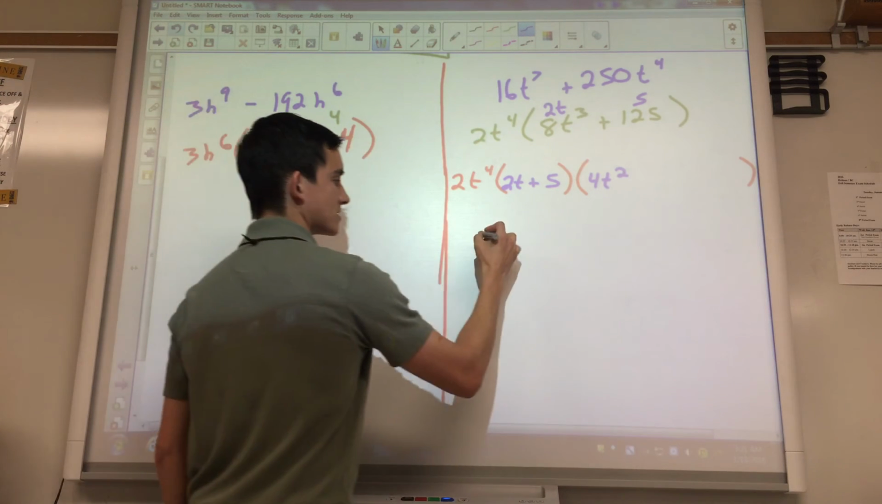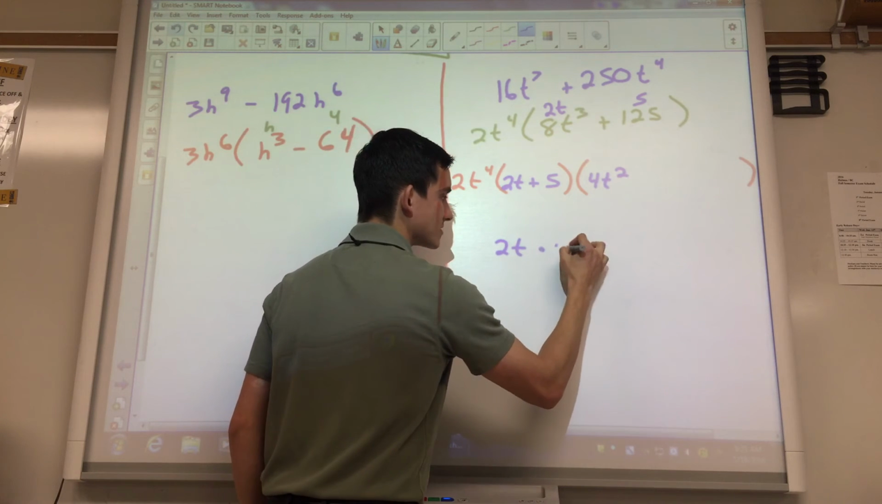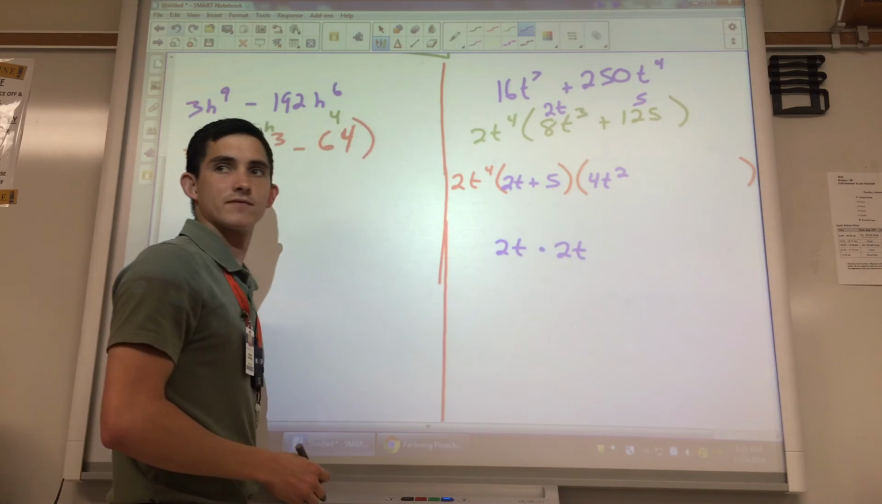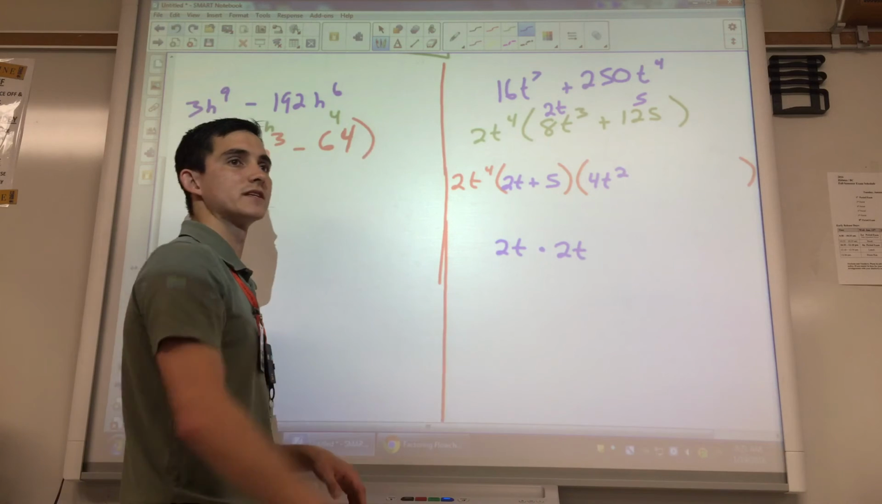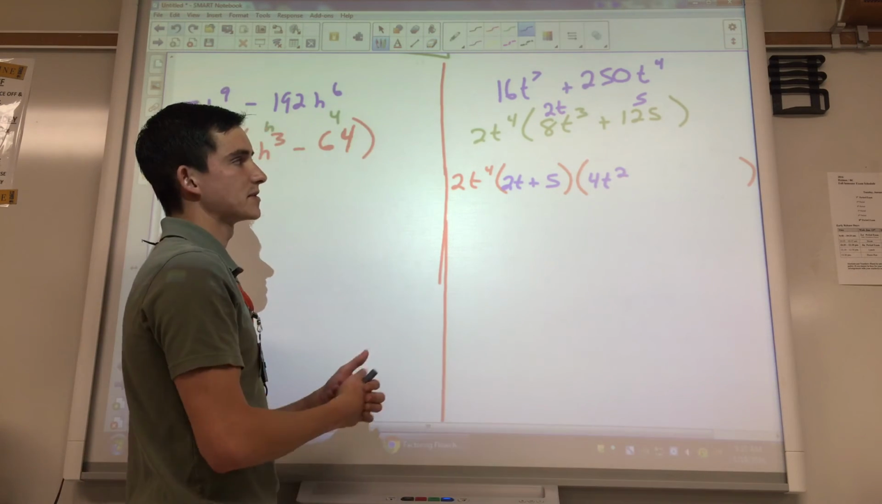Because look at it one more time like this. 2t squared is 2t times 2t, right? 4t squared. It's just a common mistake people make.